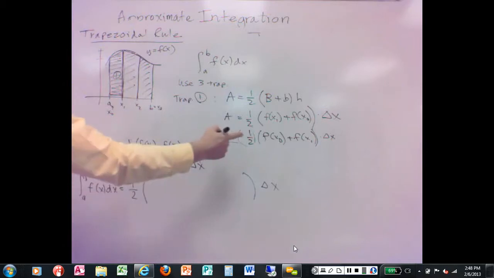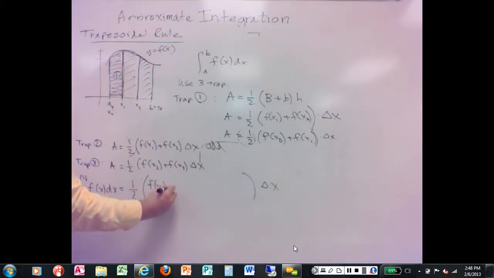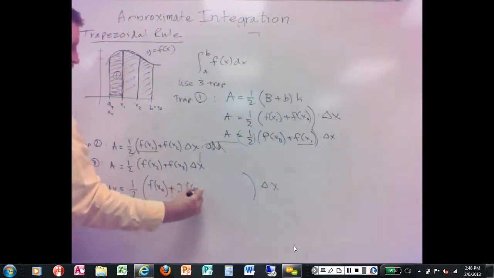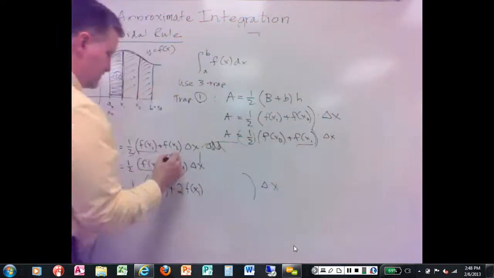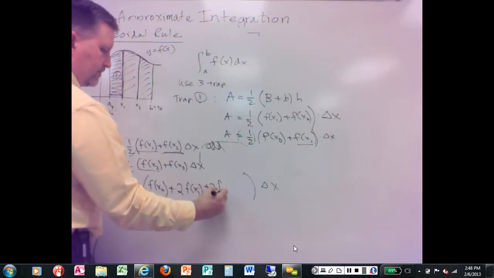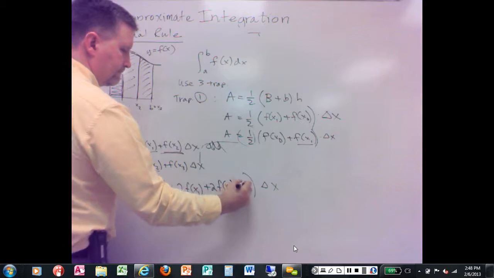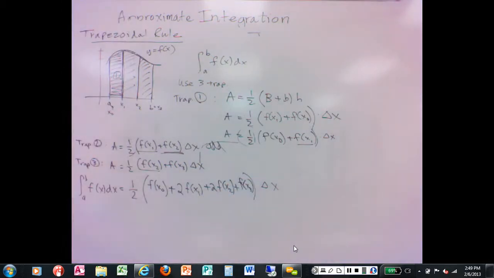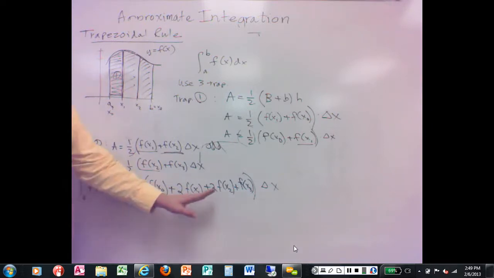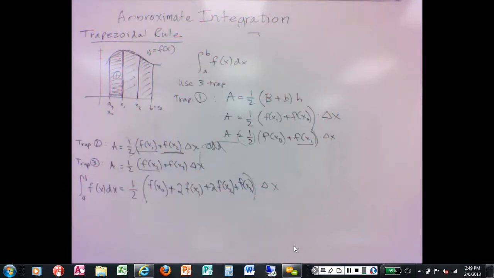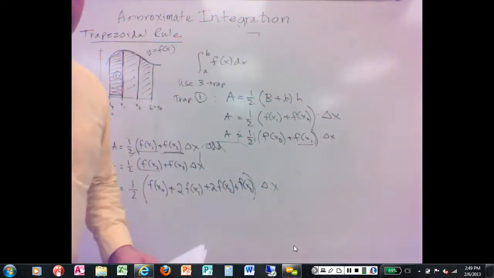So what do I have? I have f of x sub 0. Then I've got 2 f of x sub 1s. I've got 2 f of x sub 2s. And I've got 1 f of x sub 3. You okay with that? See where we get all that? So it's 1/2 f of x sub 0, 2 f of x sub 1, 2 f of x sub 2, f of x sub 3, and delta x. Sound okay so far?